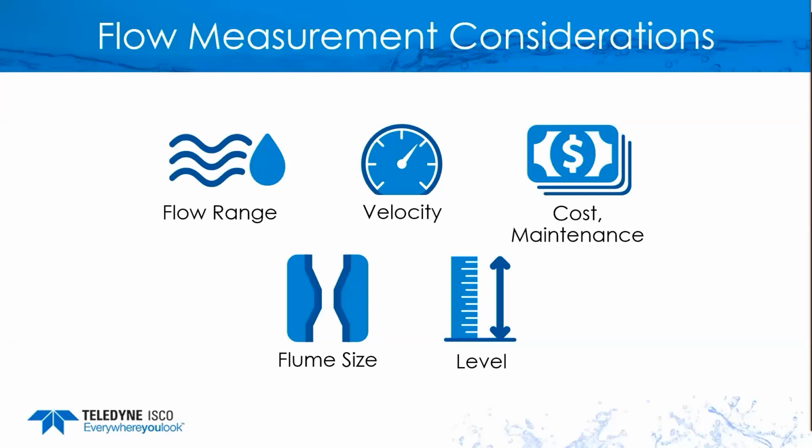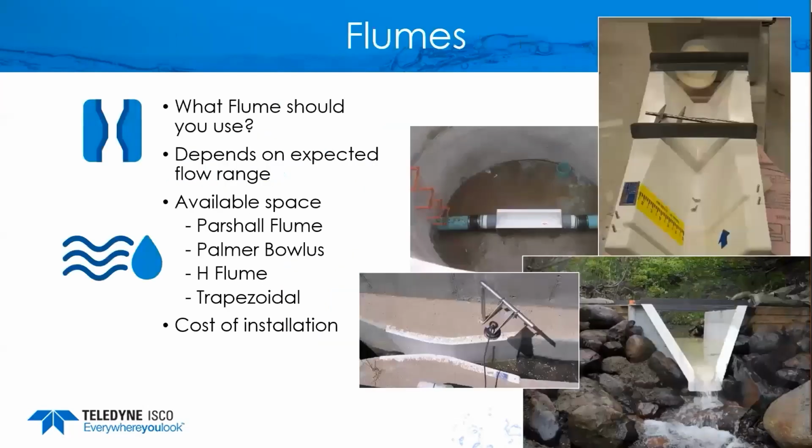And the other thing to consider is the cost and maintenance. You know, does your application require a lot of maintenance? If you look at it and you see there's a lot of debris buildup in there, fats, oils, and greases, you may have a lot of maintenance at that site. Other considerations are the cost of installing a primary device such as a flume. That may determine if you're going to use an area velocity sensor versus a flume.